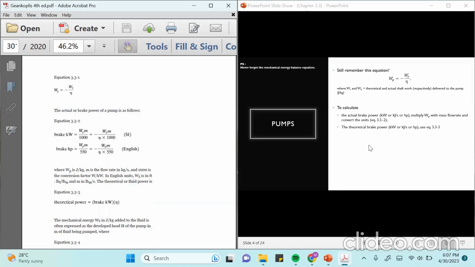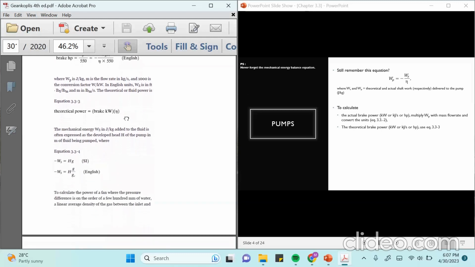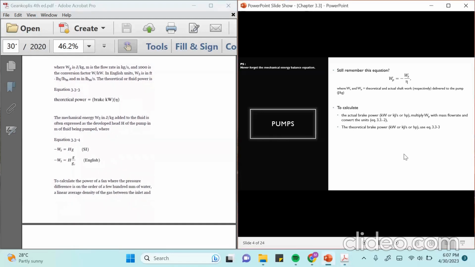Okay. And then another term, it is actually rarely asked. However, maybe Geankoplis wants you to know how to calculate the theoretical brake power. So you use this equation: theoretical power equals actual brake power in kilowatts times the efficiency. Okay.